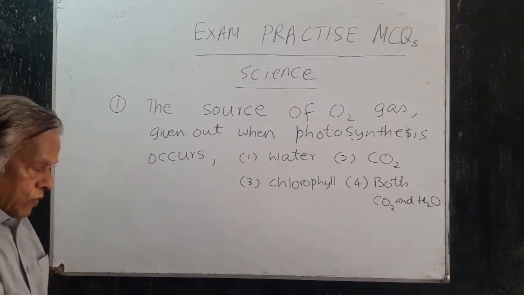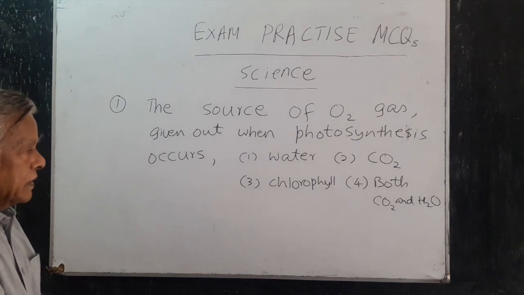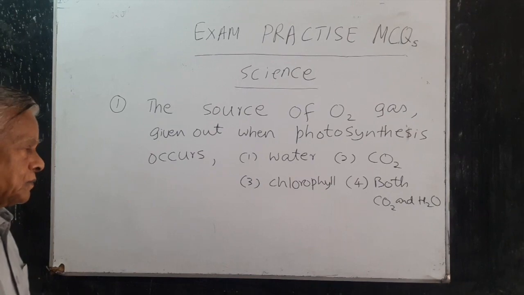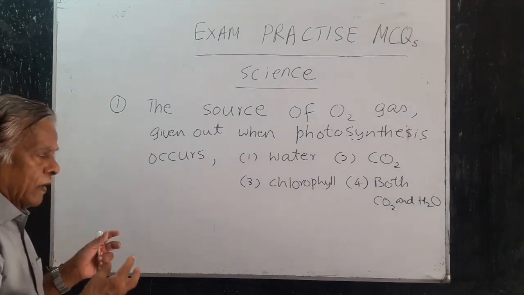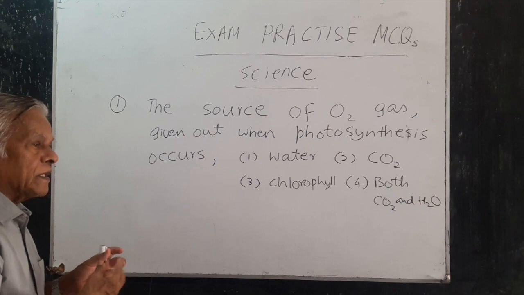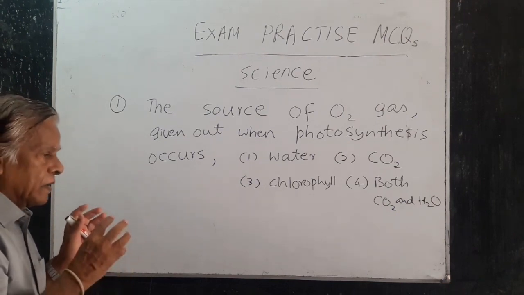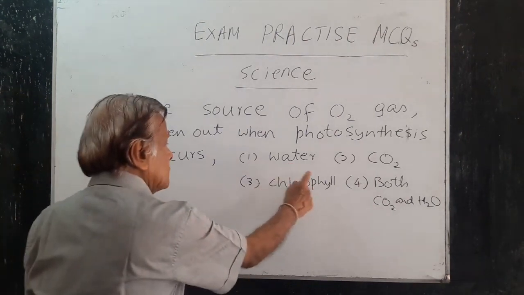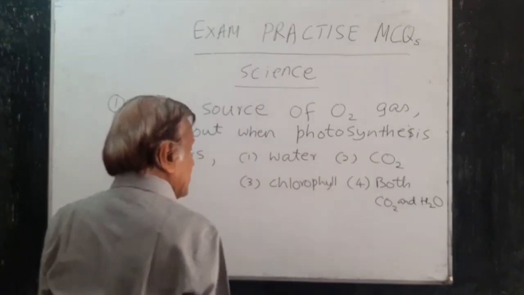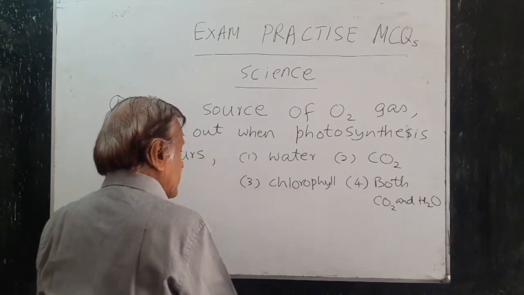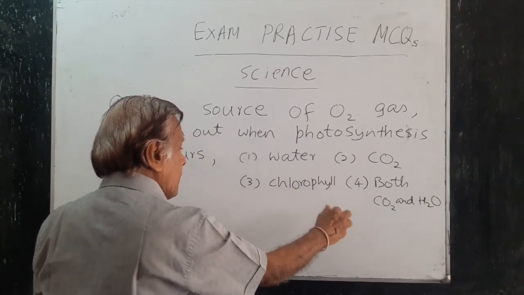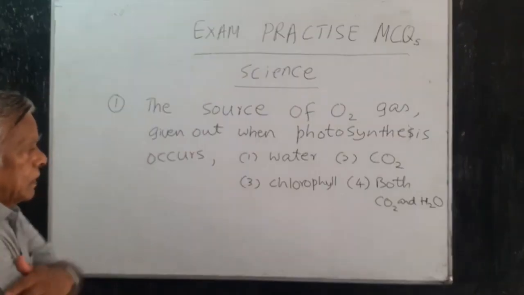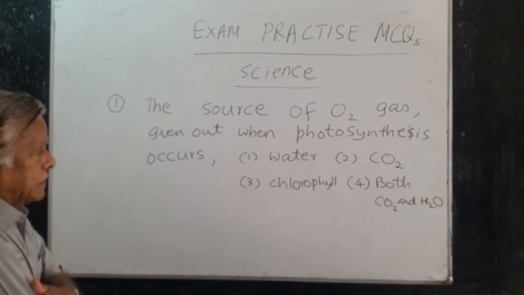Now all of you know that oxygen gas is given out when photosynthesis occurs. From where does this oxygen come? Is it from water, or from carbon dioxide gas, or from chlorophyll, the green pigment, or from both carbon dioxide and water? Now first think of this question and select your answer.